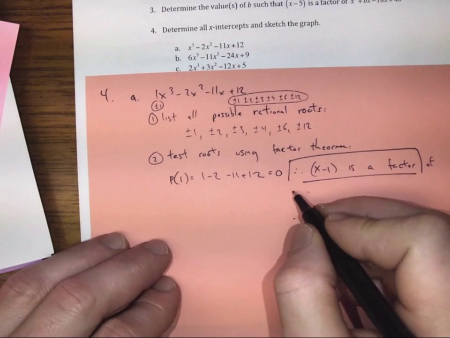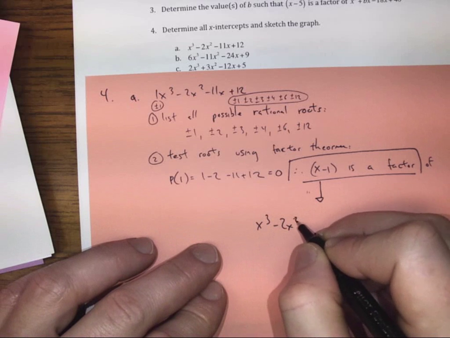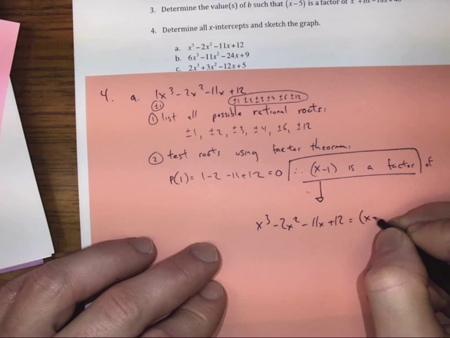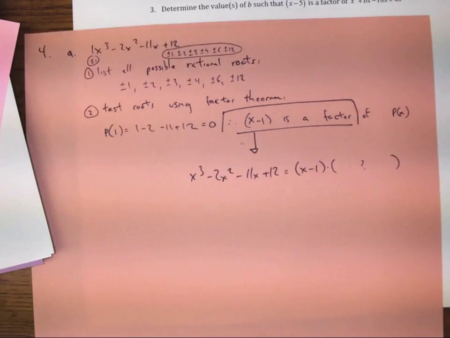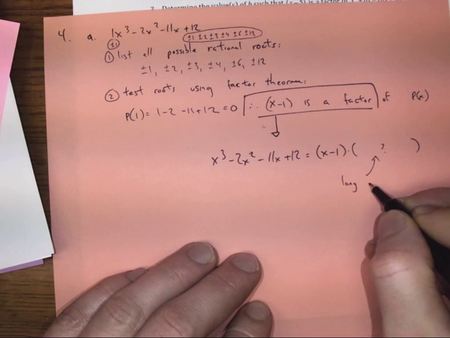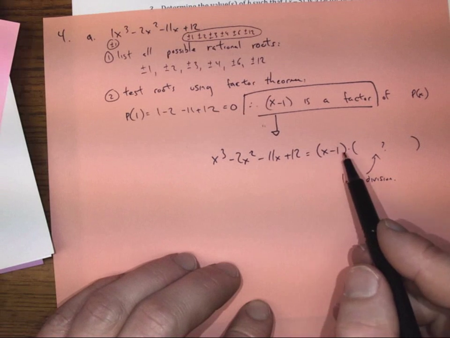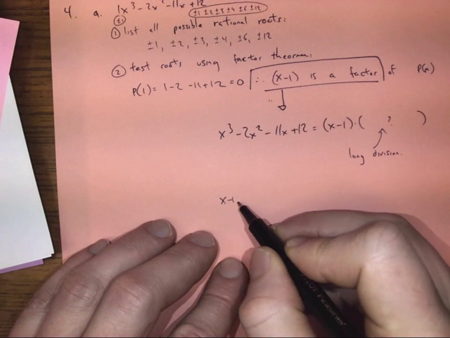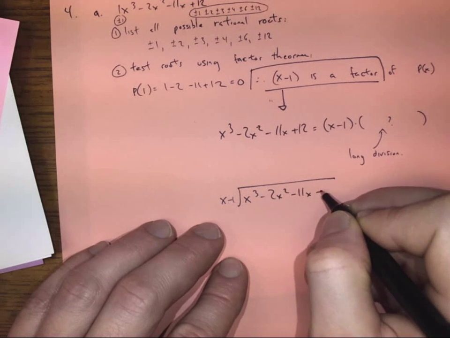So what that means is I can say that x cubed minus 2x squared minus 11x plus 12 is really equal to x minus 1 times something. And to find that something, I'll need to use long division. So I'm going to divide this by x minus 1 to find out what lives here. So x minus 1 is going to go into x cubed minus 2x squared minus 11x plus 12.